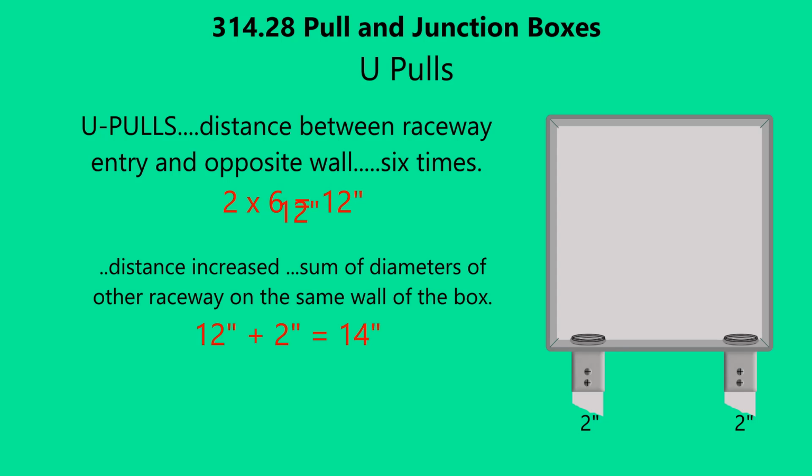The second part includes values from additional conduits on the same wall. The code states that this value must be increased by the sum of remaining raceway diameters. In this example, the box must have a minimum of 14 inches between the connector wall and the opposite wall.